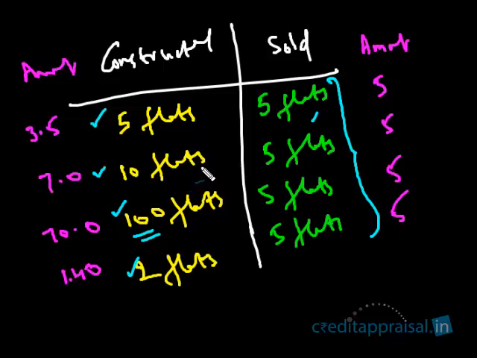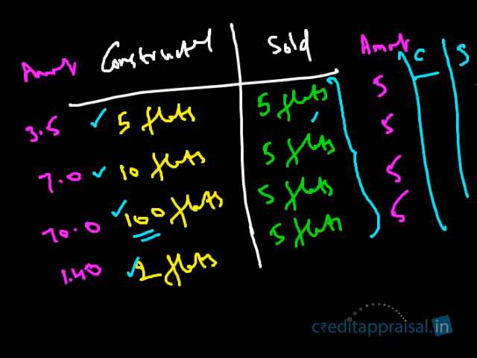All 100 flats are constructed. So what is the same here is the sale quantity. I have only sold 5 flats in all the 4 cases. So let us see what the P&L looks like in each scenario. Let us see what the cost and sale are for each of these scenarios. Since I have sold 5 flats at the rate of 1 crore, the sale will be 5 crores in all the cases.